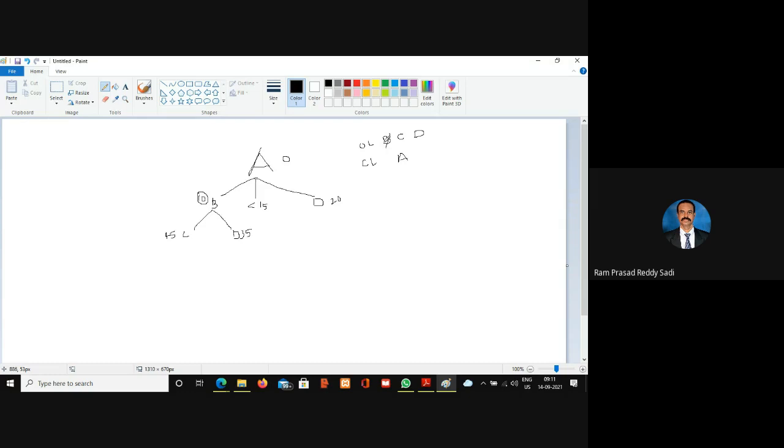Is B the goal node? No. If you want to have the complete precision, that's how you have to write it down. Now this B will be added to the closed list and B will be expanded.